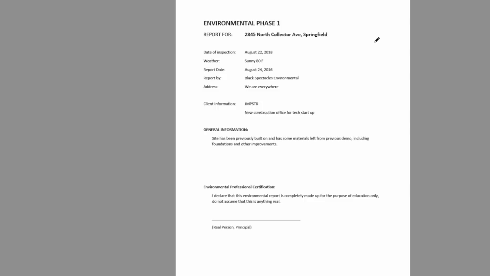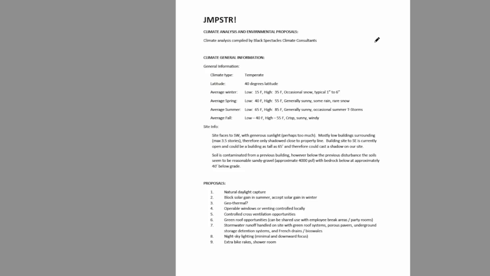So we've got the environmental phase 1 about the site. And this is essentially the executive summary of the phase 1. An actual phase 1 would be about 100 pages long, but the executive summary is just a couple pages. So there's the phase 1.